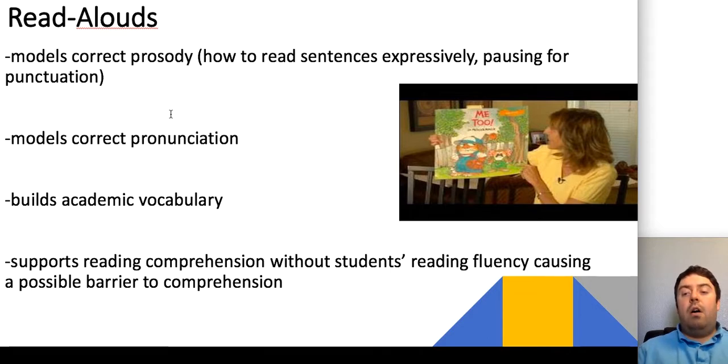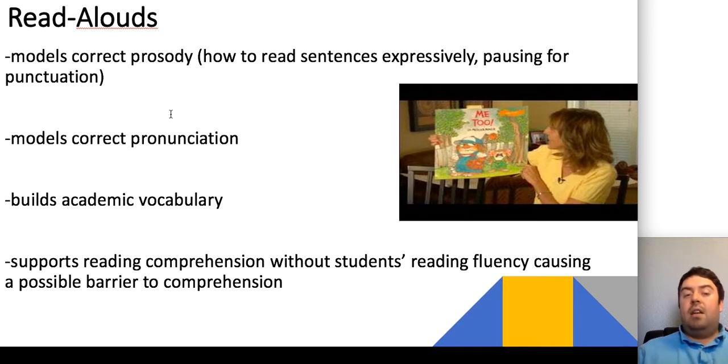Read alouds are a great way to develop students' reading skills, their understanding of correct prosody, how to say and state things and read fluently. Also, when to pause, how to read with expression, how to pause during punctuation. It also models correct pronunciation for students.